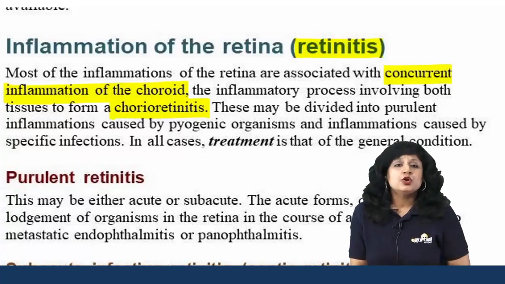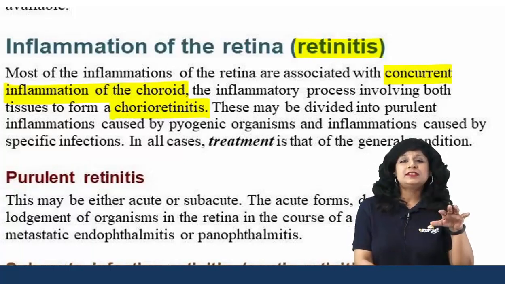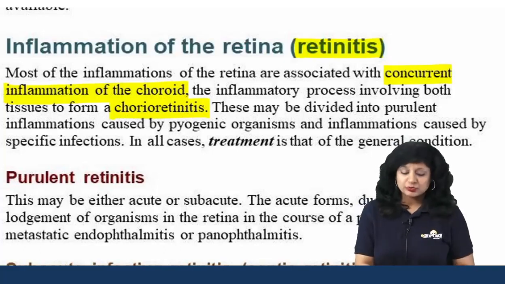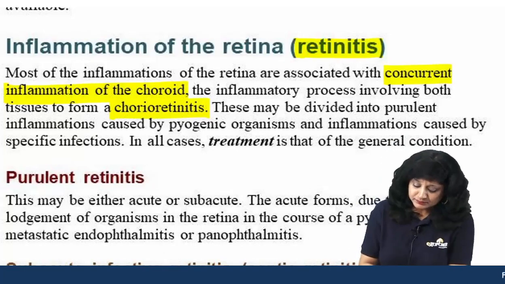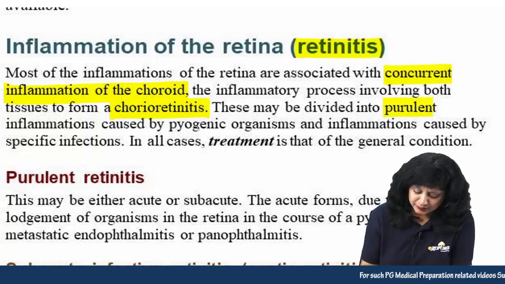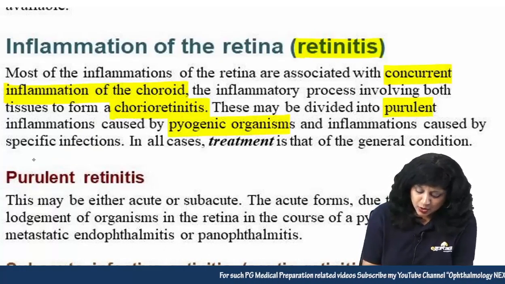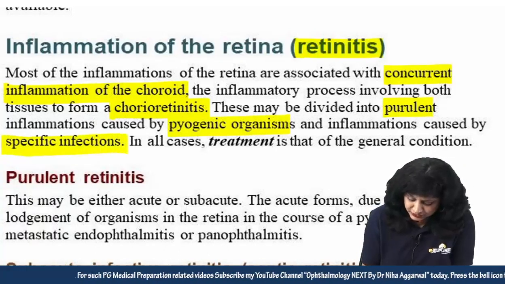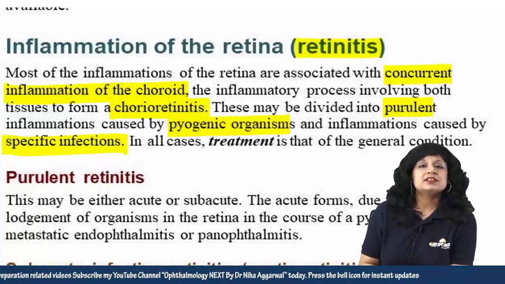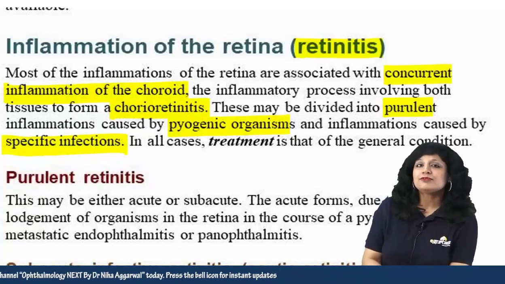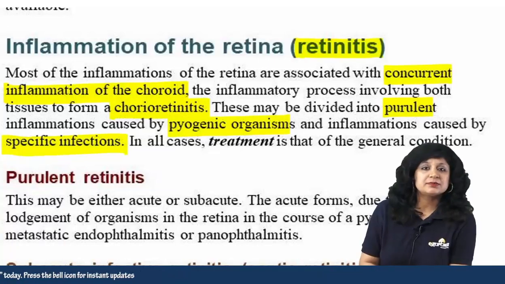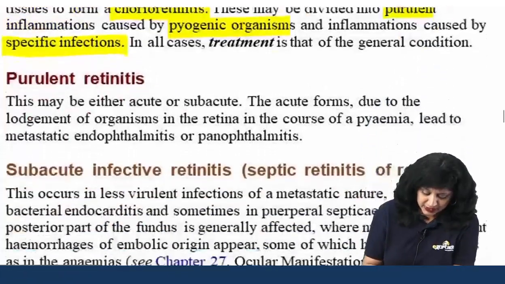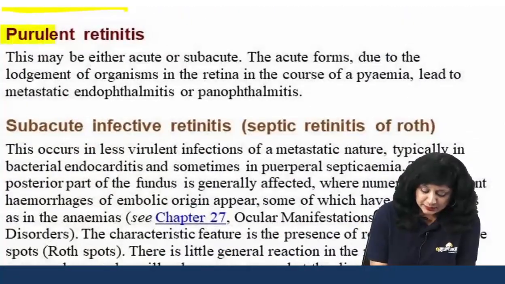So, it is chorioretinitis. Now, if you remember your posterior uveitis, chorioretinitis, most of the time when you have retinitis, you also have choroidal involvement, because the choroid is actually giving the nutrition to the outer layers of the retina, and they can be divided into purulent inflammations by pyogenic organisms, or they could be specific infections. And in most of the cases when you are having retinitis, you have to actually treat the systemic condition, the general condition. Alright.